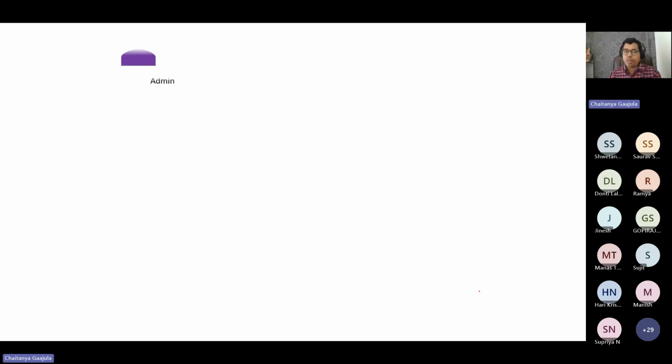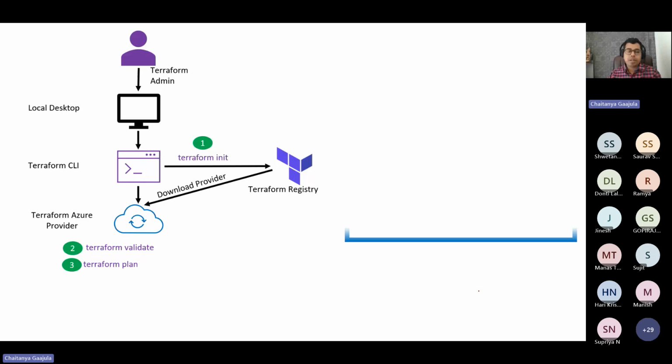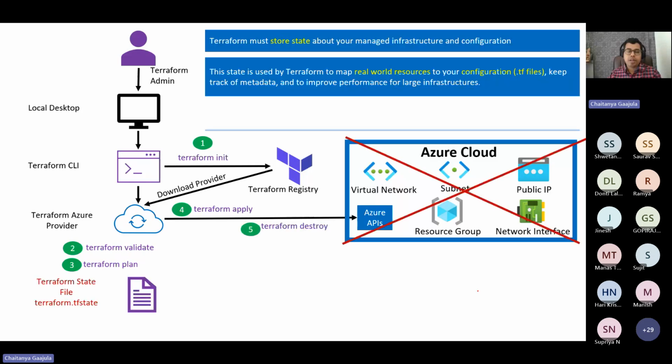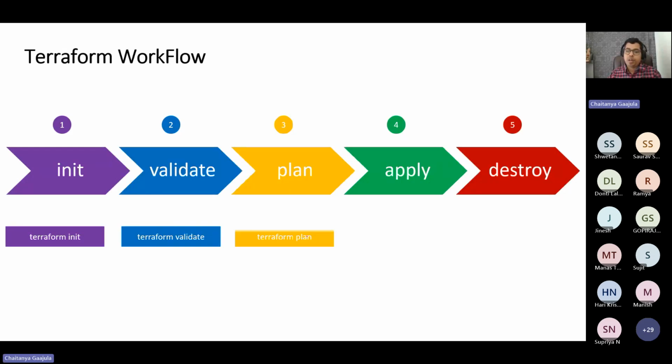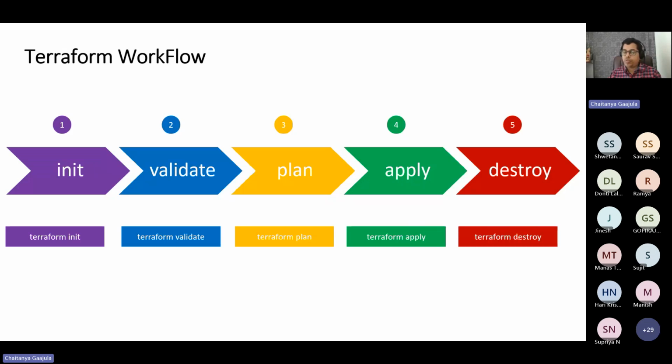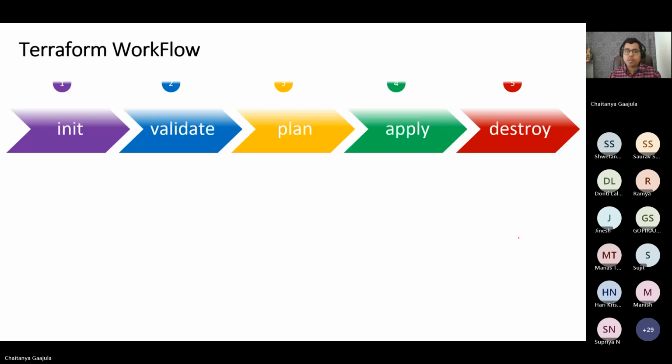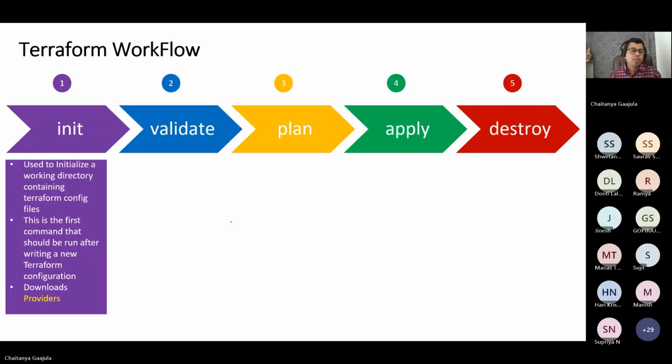So how does it work, all of them? I think it's better to go back. First init, then we do a validate, and then we do a plan, then we do apply. If we don't want it, we do a destroy. This is your workflow. So init will go ahead and download the provider file. That's the main thing.